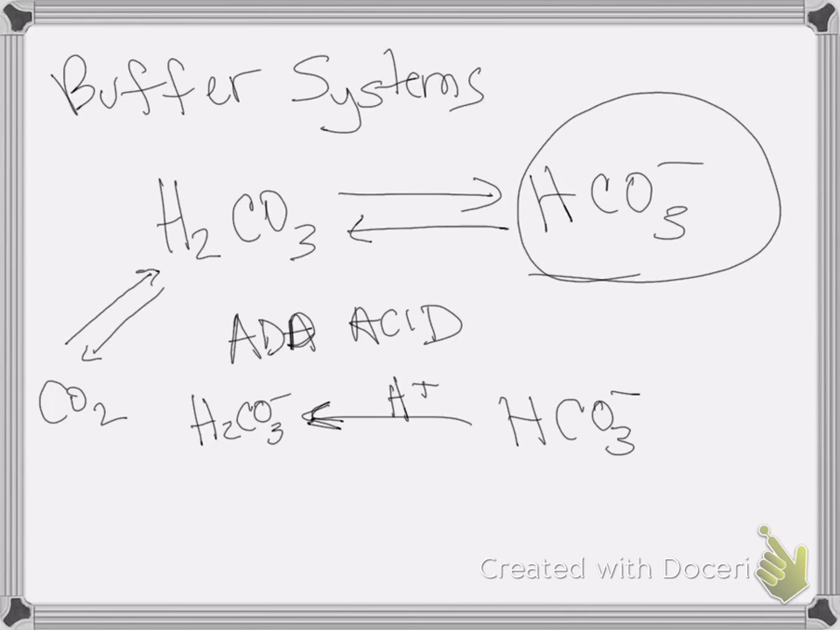When I added an acid, I used the bicarbonate to counteract it. If I added a base, the carbonic acid would counteract it. It would simply release more hydrogen ions to make up for the fact that more of a base is present. So everybody sees sort of how buffering systems work. Questions about that?